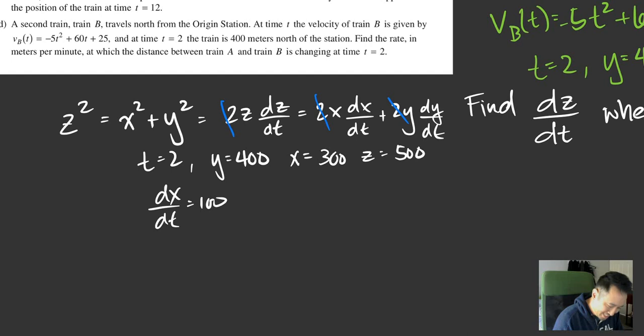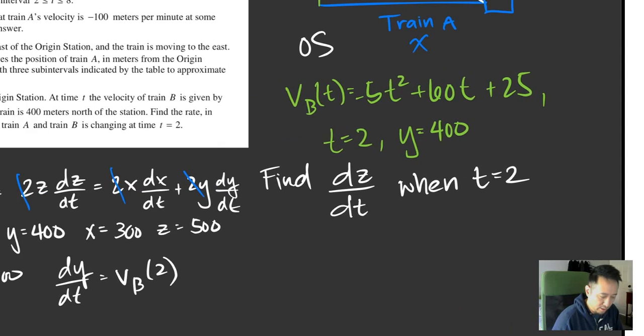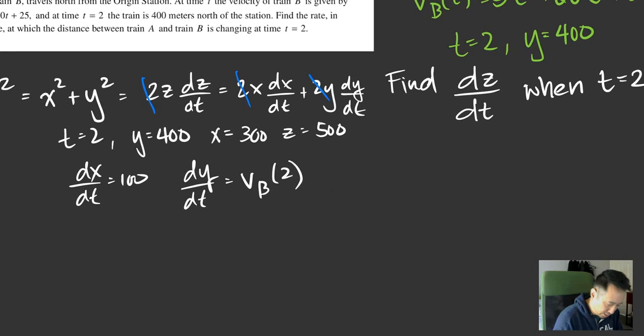We're looking for dz/dt. dy/dt at 2 is simply v of B of 2, inputting 2 into my green equation here. And I think you'll get a value of 125.